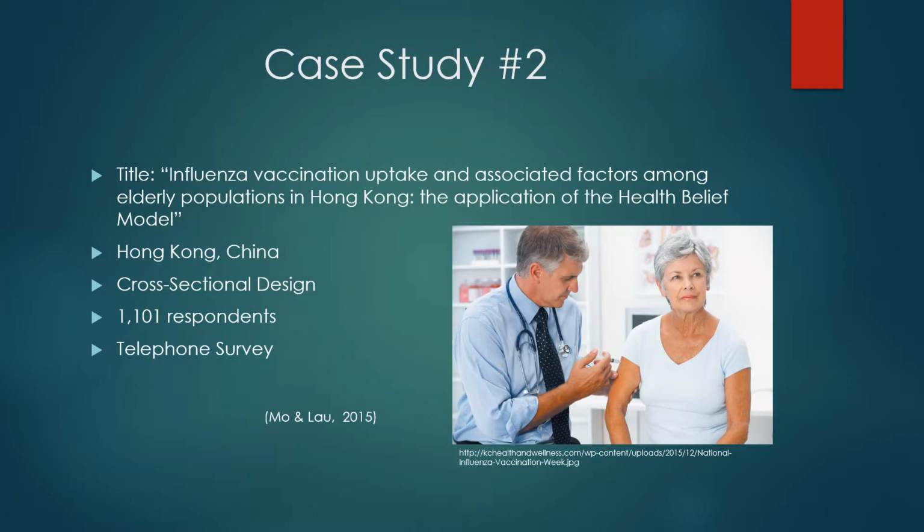The second case study that I found looks specifically at influenza vaccination rates in the elderly population. The title of the research article was "Influenza Vaccination Uptake and Associated Factors Among Elderly Populations in Hong Kong, the Application of the Health Belief Model." So like I said before, it focuses on the Hong Kong population. It's a cross-sectional design. There ended up being 1,101 respondents. And what they did was they did a telephone survey.